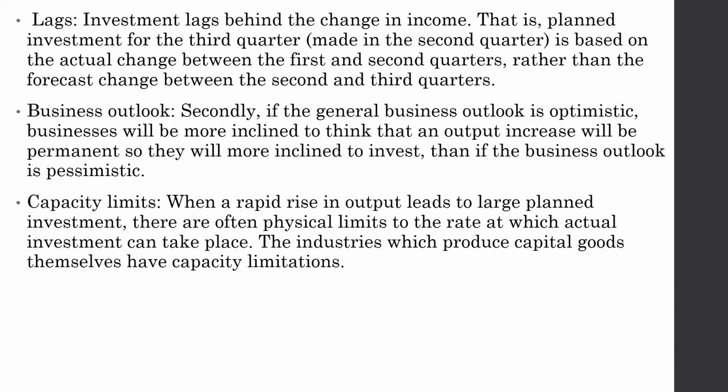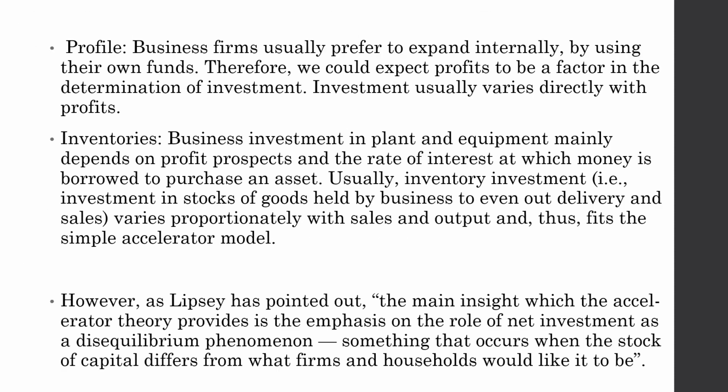Then we have capacity limits, which says that when a rapid rise in output leads to large planned investment, there are often physical limits to the rate at which investment can actually take place, and industries which produce capital goods themselves have capacity limitations. Now coming to the case of profit, we can see that profits are considered to be a factor in the determination of investment, and investment usually varies directly with profit.